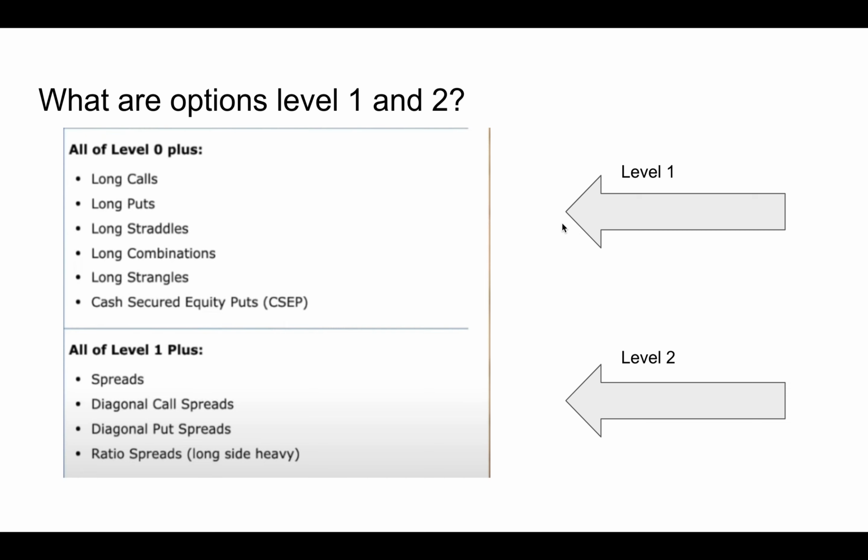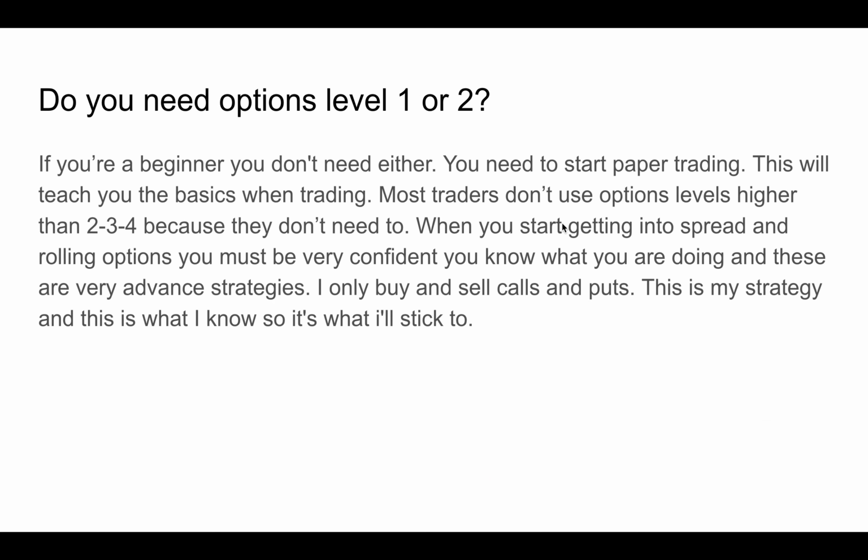So do you need options level 1 or 2 as a beginner or as a pro, right? A pro, it is up to you to develop your own strategy throughout your trading career. So say your trading career guides you to a position where you're trading spreads or you're rolling options, right? You will need level 1, 2, or 3 for that. But if you're a beginner or even some pros want to just stick with calls and puts, buying and selling calls and puts, right?